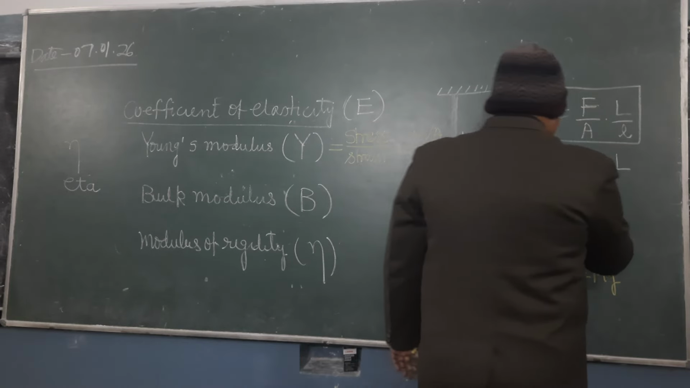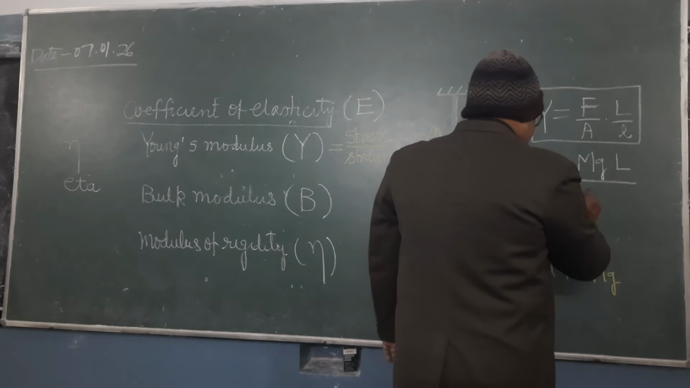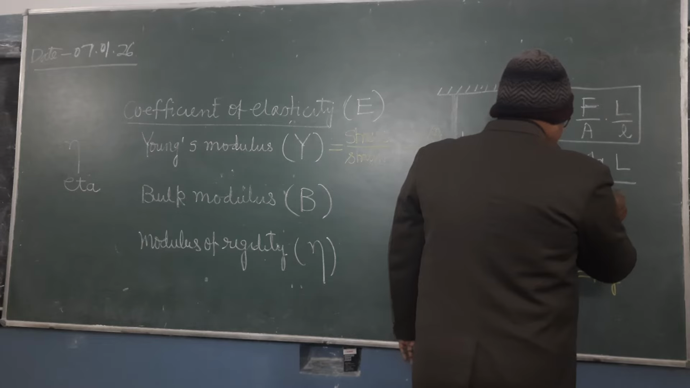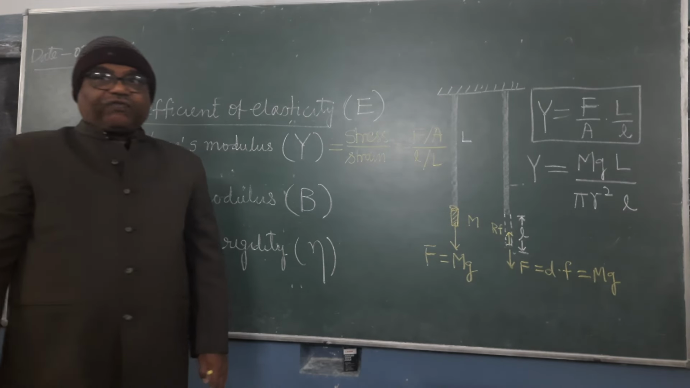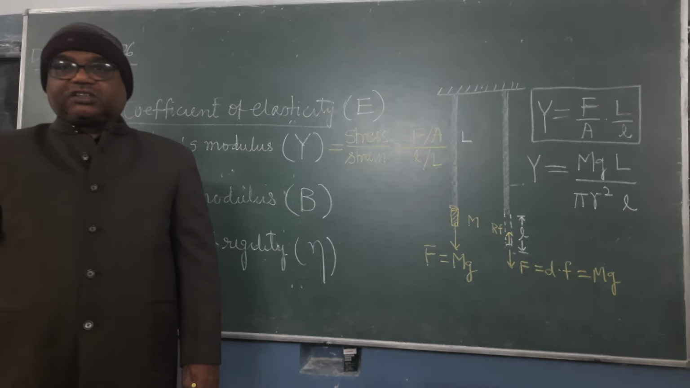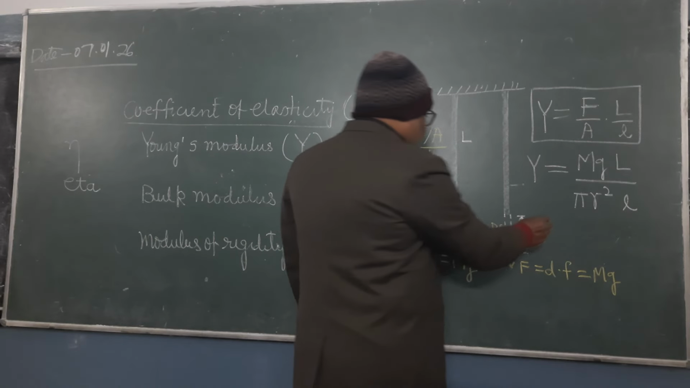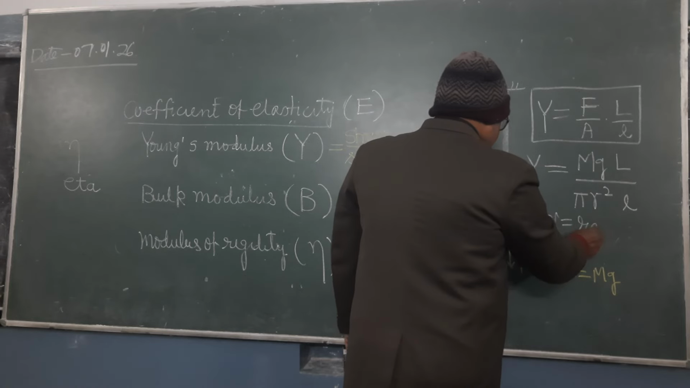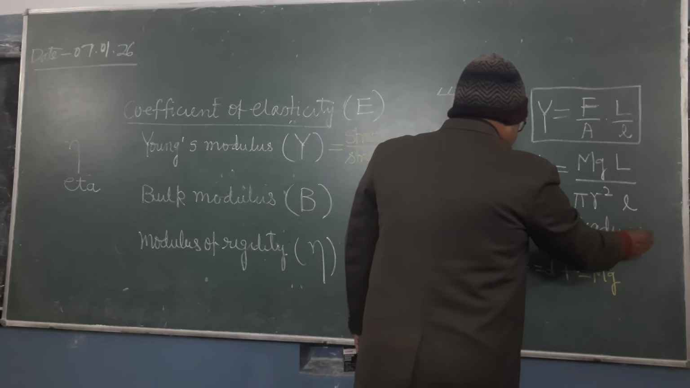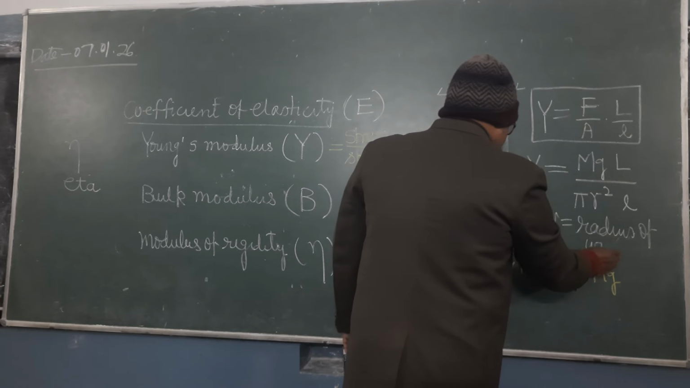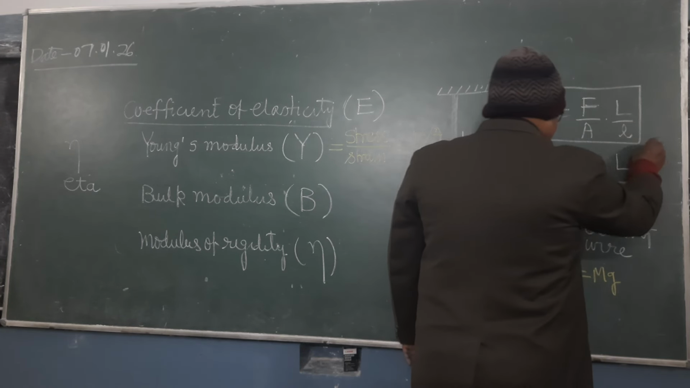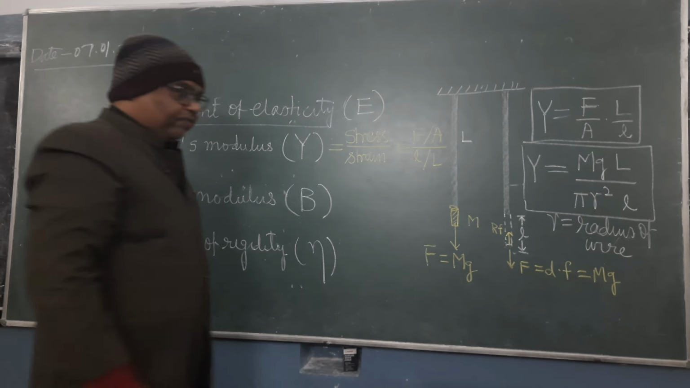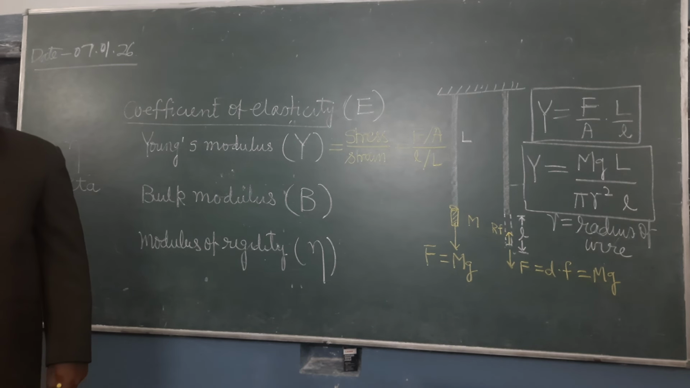Therefore, if you take radius of the wire as small r, then it will be pi r square into small l. It's clear? If we take the radius of the wire as small r, what is small r? Radius of wire. How will you determine the radius of wire? By which instrument you can determine the radius of wire? Screw gauge. We can determine the radius of wire by screw gauge.